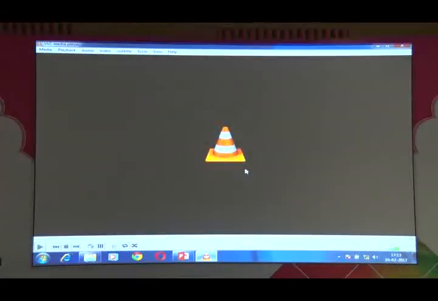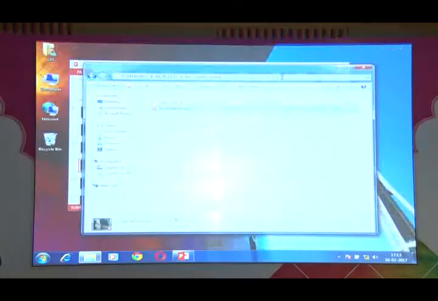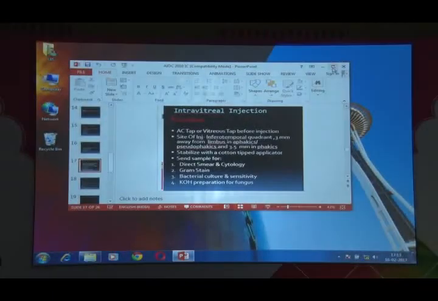So it is good to use a 30 gauge. I prefer to use BD needles because they are very sharp. So I'll just go back to my presentation, which I'm just a few more slides left.